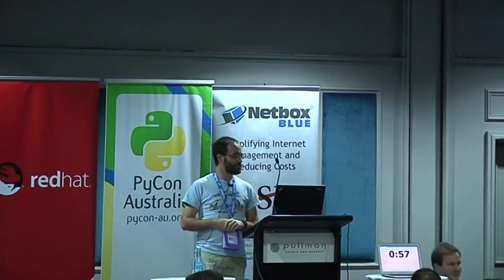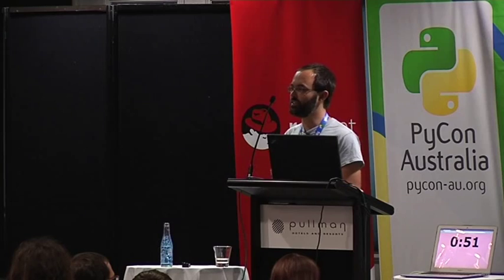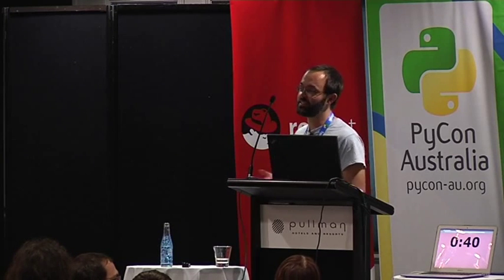So yeah, that's pretty much it. You can use it, for example, like I just did, for website authentication. You'd probably only do that in the Bitcoin industry at the moment. It's a pretty small market. But yeah, something like this technology you could use for website authentication. Two-factor authentication could be a possibility, or even something like door access control for lockers or a hotel or something like that.